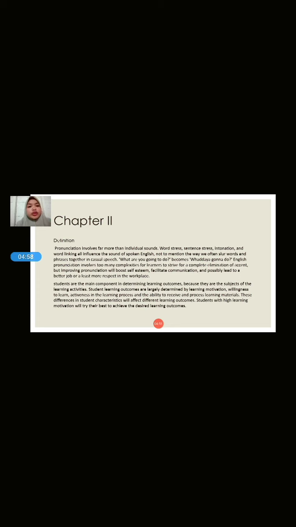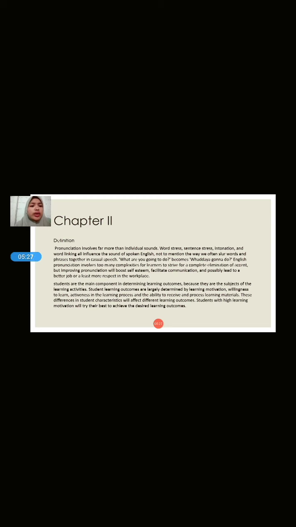And for chapter 2, I will explain about the definition here. So, pronunciation involves far more than individual sounds. Word stress, sentence stress, intonation, and word linking all influence the sound of spoken English. Not to mention the way we often slur words and phrases together in casual speech.